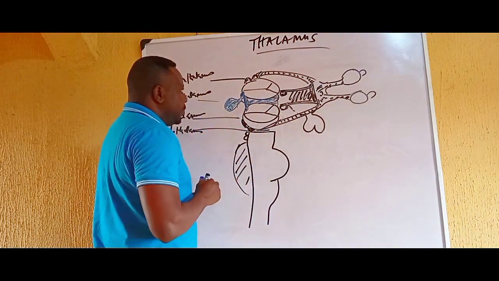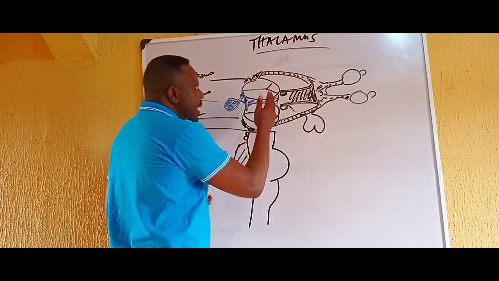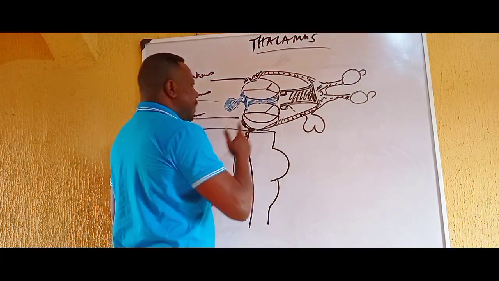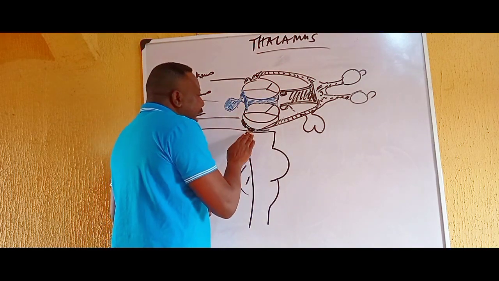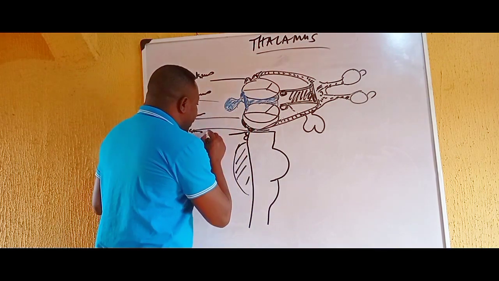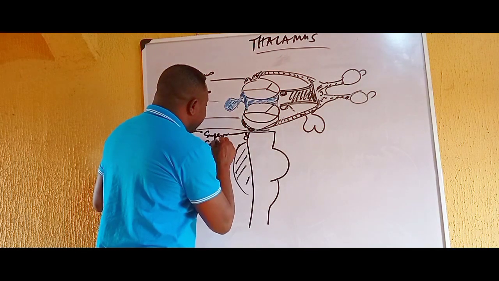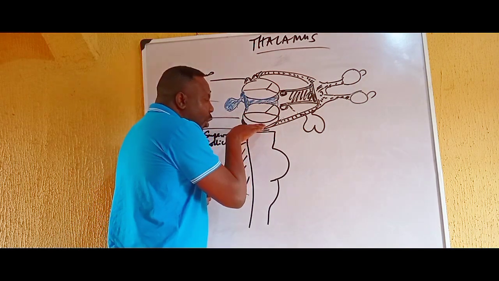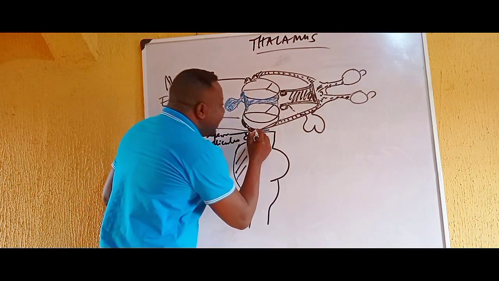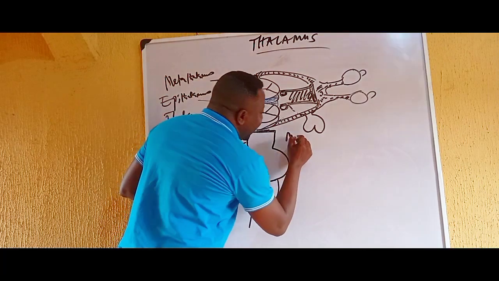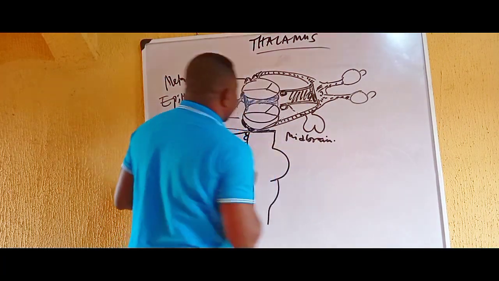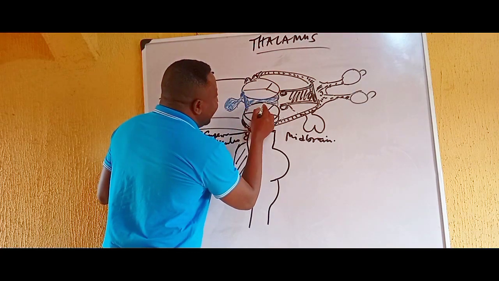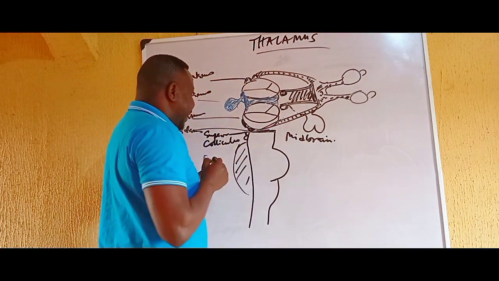Now, if you agree with me, anteriorly, the thalamus forms the posterior border of the interventricular foramen, and also the thalamus overlies the superior colliculus. And the thalamus continues inferiorly with the tegmentum of the midbrain. And then medially, the thalamus forms part of the lateral border of the third ventricle.